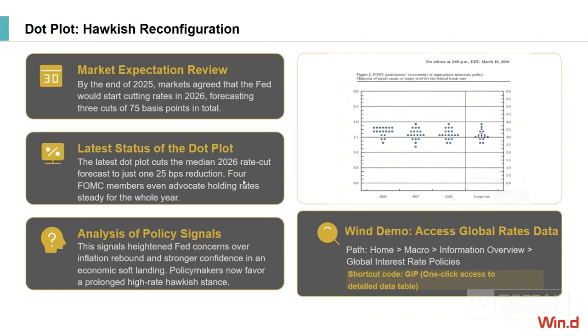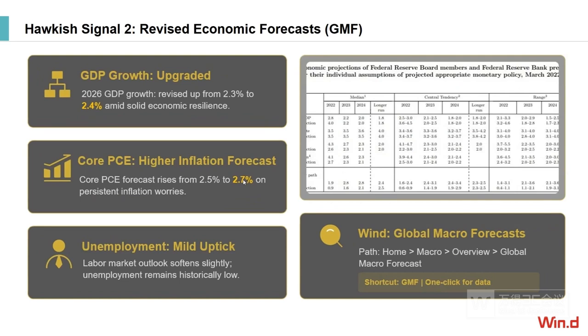This indicates the Federal Reserve's current stance is very clear. Internal concerns about inflation rebounding have intensified, while confidence in a soft landing for the economy has strengthened. Consequently, policymakers are inclined to maintain a hawkish stance of higher for longer interest rates. Let's examine this set of data next.